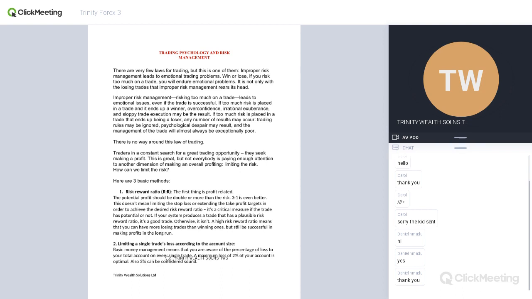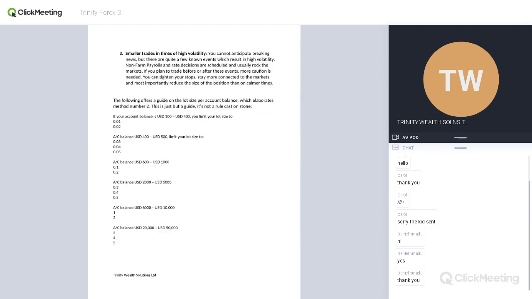So basic money management means that you are aware of the percentage of loss to your total account on every single trade. A maximum loss of 2% of your account is optimal. Also, 3% can be considered. So we are saying, if your account is $100, then you do your calculations. You only need to take a maximum, maybe even 5% is okay. That's how you do a calculation. But it depends. If the risk-reward ratio is so good and the signal is so strong, then you can actually sometimes take some bigger risks. Yeah, but ensure you don't over risk whatever you have in your account.